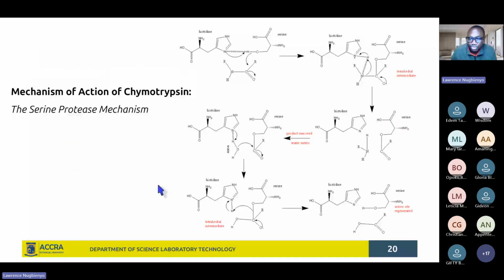We can now continue to look at some specific example. So we take chymotrypsin, which is an enzyme also involved in the breakdown of peptide bonds in proteins. And chymotrypsin is classified as a serine protease. You see, we saw that in the active center, one of the amino acids you find is serine.